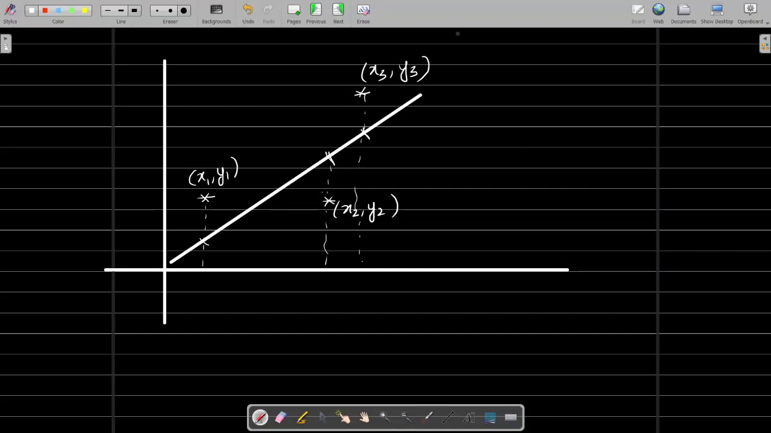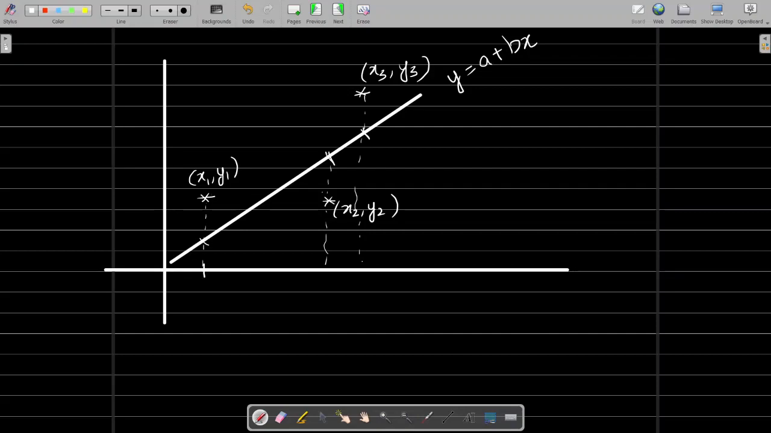Okay, and suppose I'm fitting this straight line y equal to a plus bx. It need not always be a straight line. It can be any curve. It can be a plus bx plus cx square, anything like that. But here I'm assuming it to be a straight line. Then this is the straight line.